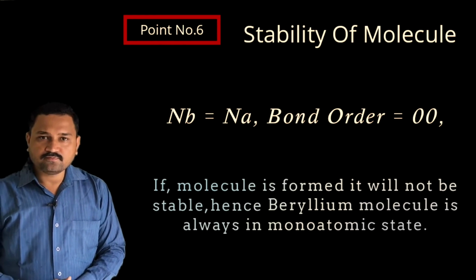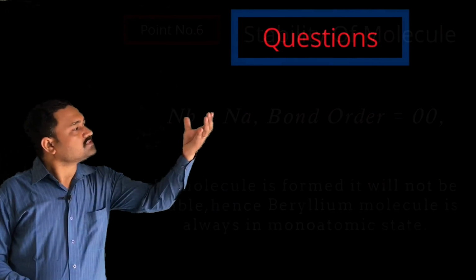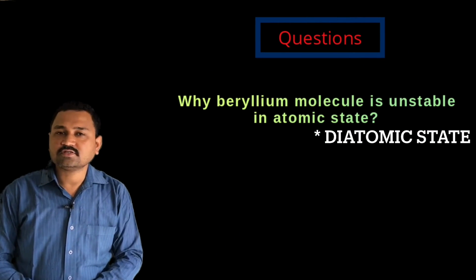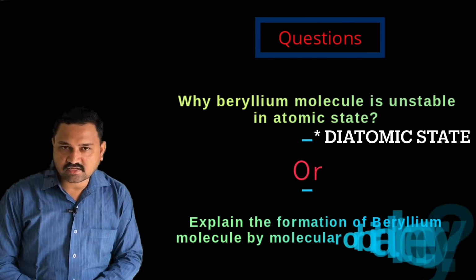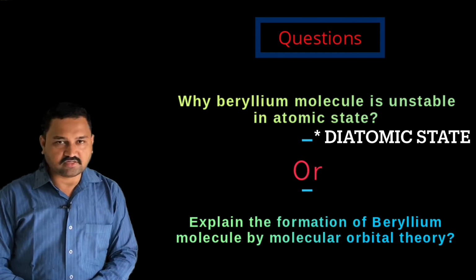So in this video you have learned the simple 6 to 7 points by which we can easily explain why beryllium is unstable in the diatomic state.